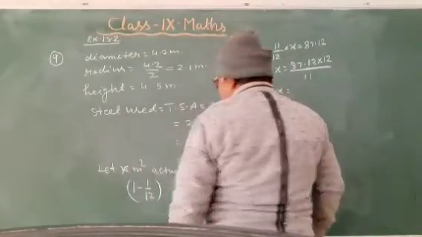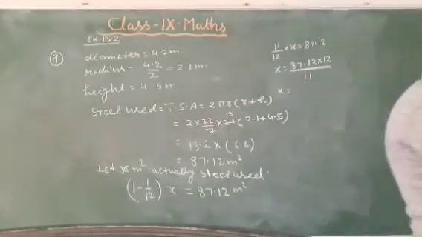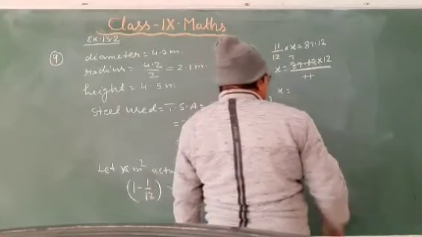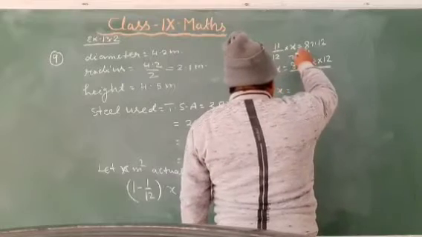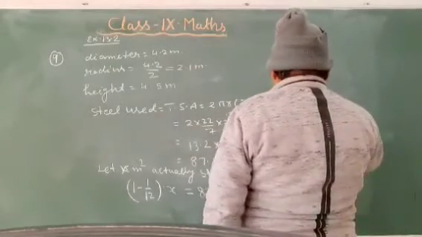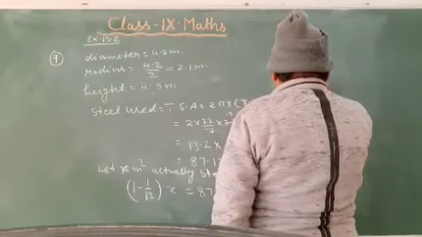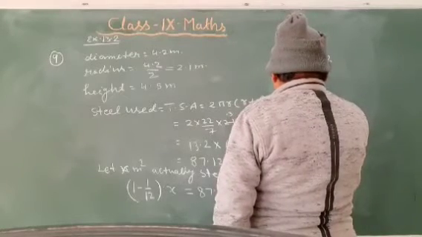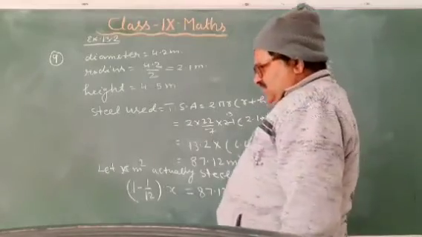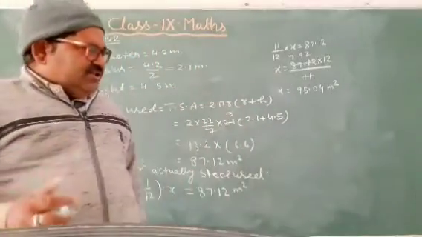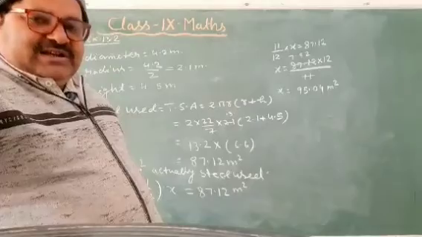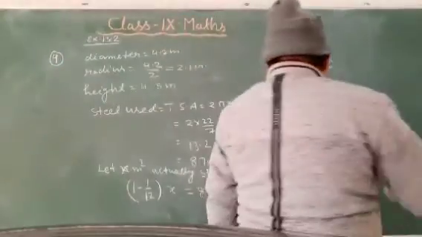So x is equal to 11 7 77, 11 9 99, 11 2 22. 95.04 meter square is the total area of the steel actually used. The next question.